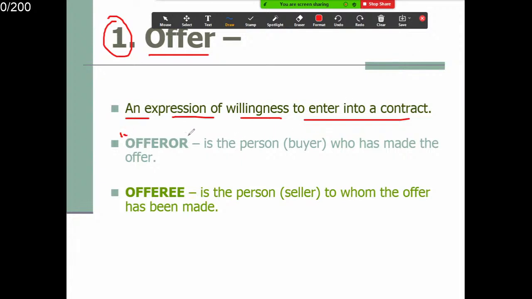Offeror is the person, the buyer, who has made the offer. Okay. 这是给对方一个价位嘛 right? Offeree is the person, the seller, to whom the offer has been made. Okay. 收到这个 offer 的人叫 offeree. Okay. 大部分第一趟就是 okay, 这个屋主了 okay, 他收到买主的 offer. Okay.